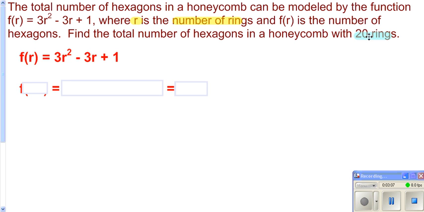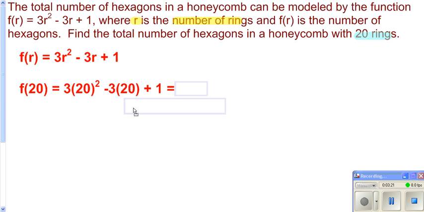Well, 20 rings, we said r is the number of rings, so in other words, we're going to go ahead and put 20 in here for all of the r's. So we're really looking for f of 20, which says take 20, plug it in for this r and for that r, work it out, and then we end up getting 1,141. That's how many hexagons there would be in a honeycomb with 20 rings.